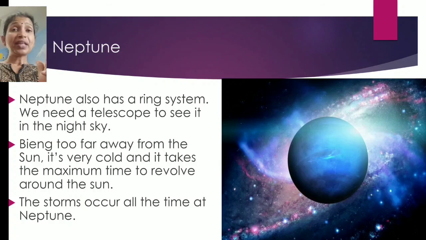Counting in sequence from the sun, this is the farthest planet from the sun. It is too far away from the sun. It is very cold and it takes the maximum time to revolve around the sun. Definitely its distance is greater, so its revolution takes more time because of the high distance. Storms occur all the time at Neptune.